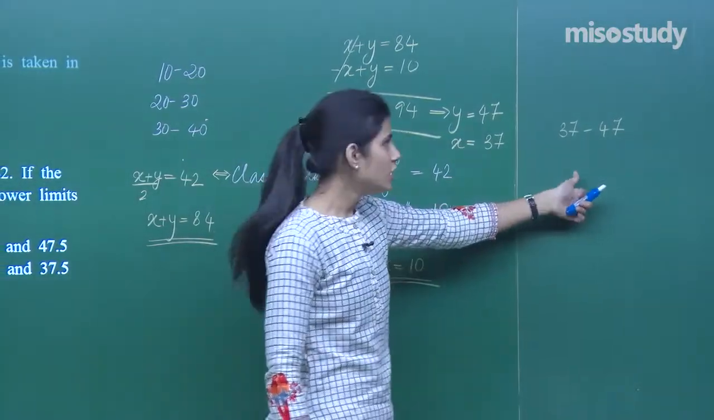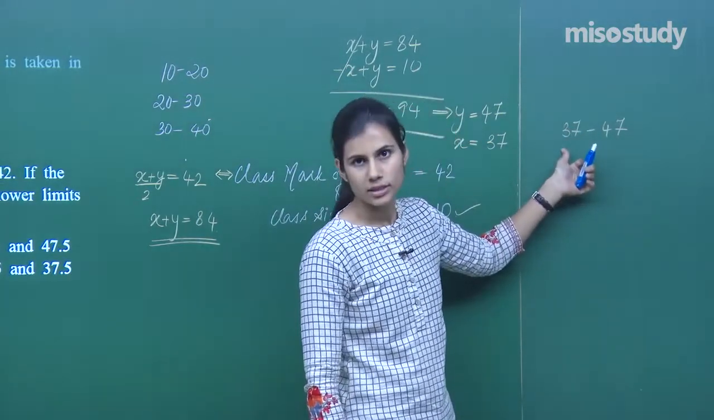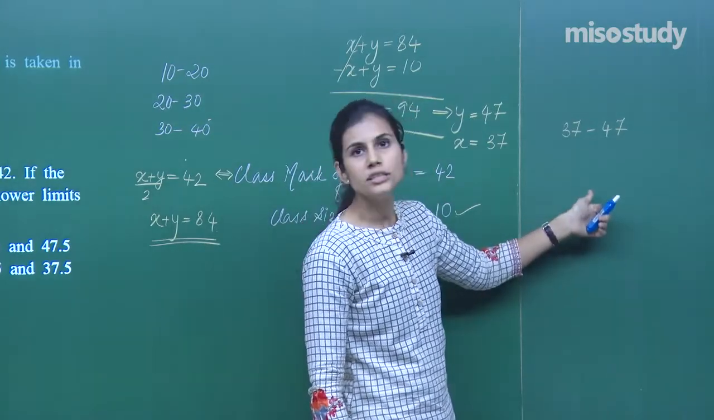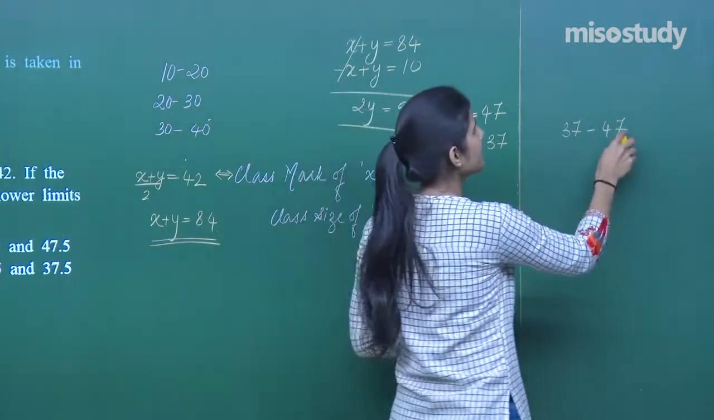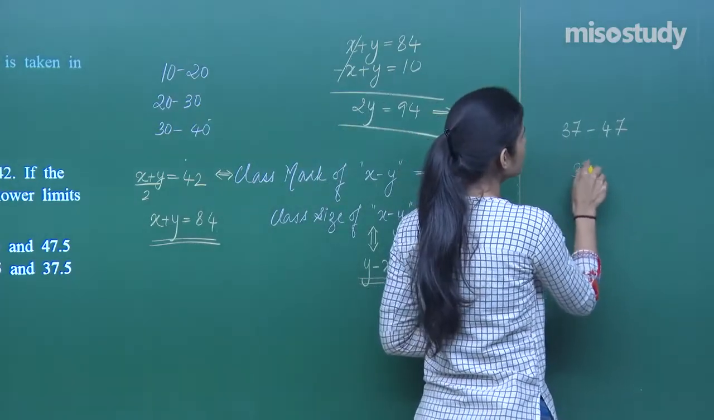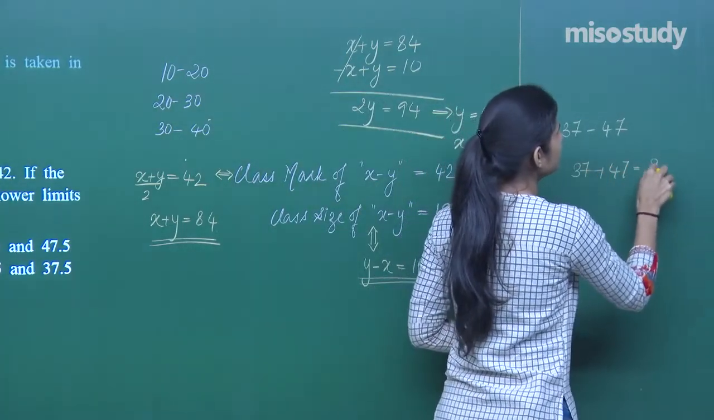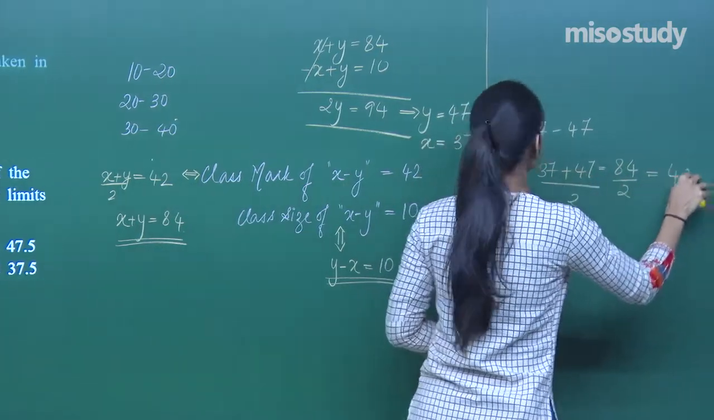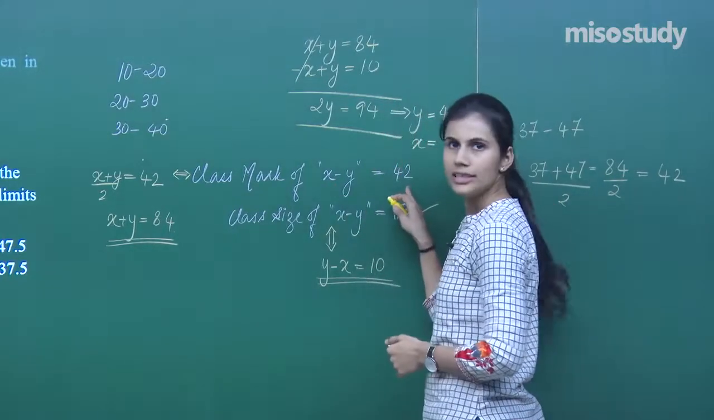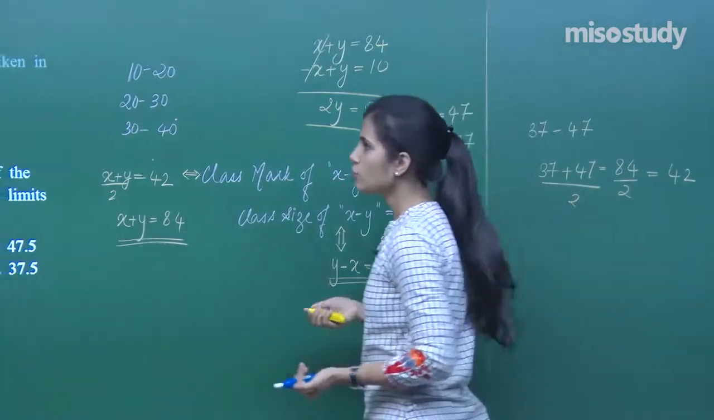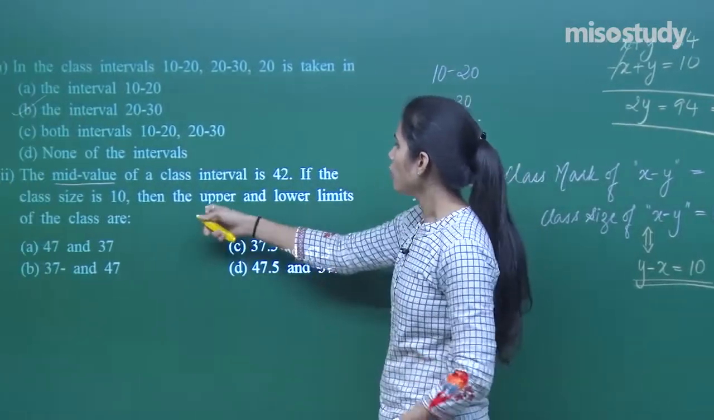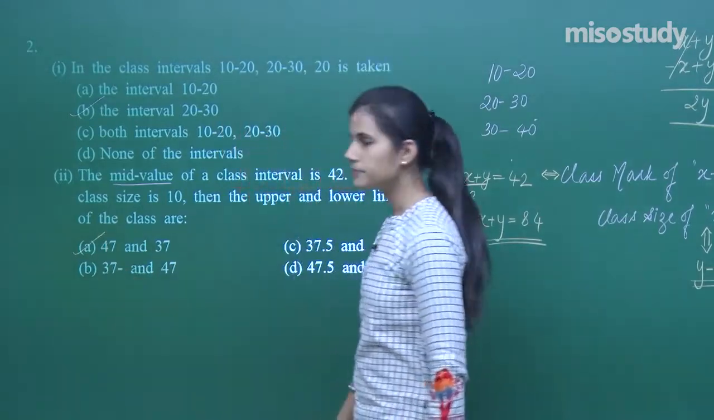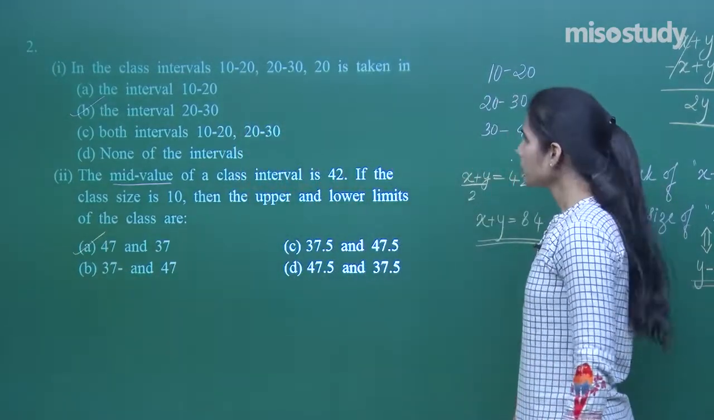Moreover, what is the mid value? 47 plus 37 upon 2. 47 plus 37 is 84. 84 upon 2 gives you 42, and therefore the class mark of the 37 to 47 class interval is 42. So your class interval is 37 to 47. What is the upper and lower limit? Upper limit is 47, lower limit is 37. Clear? Let's look at the next question.